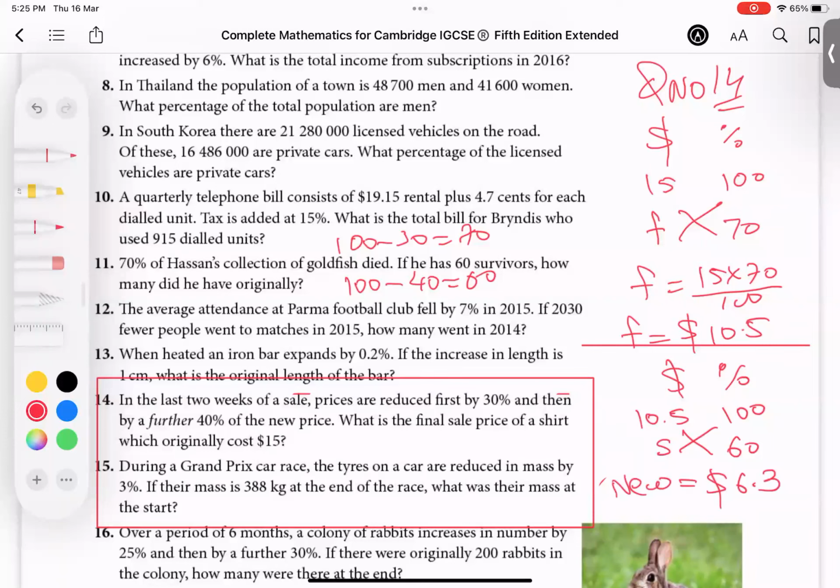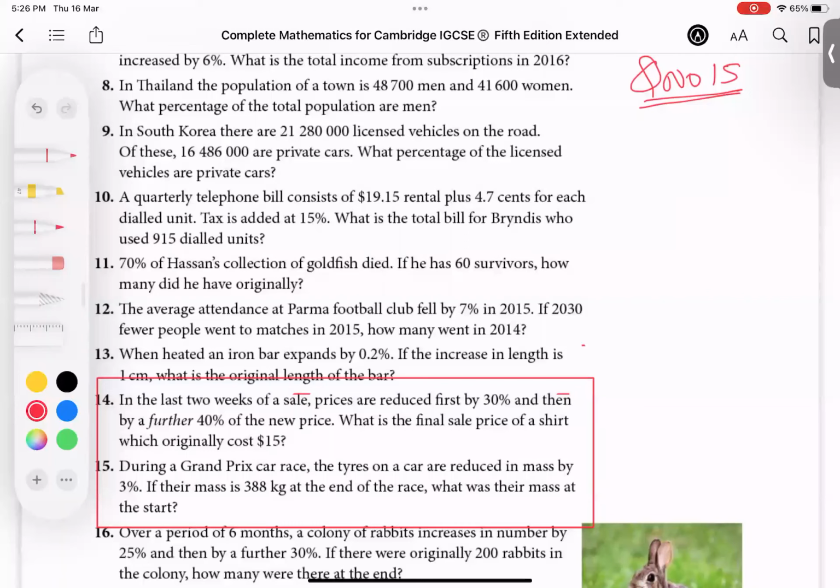So I believe you got the point. First $15 reduced, I got 10.5. Then 10.5 reduced and became what? $6.3, sorry. So I believe the point is very clear. Now I'm going for the next question.